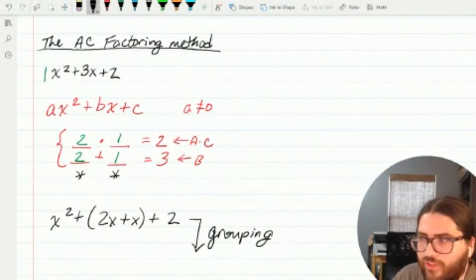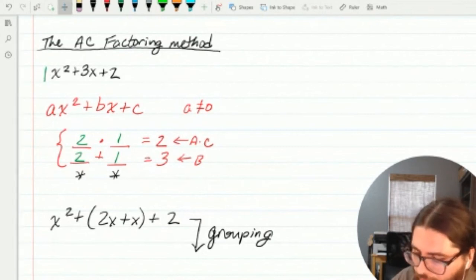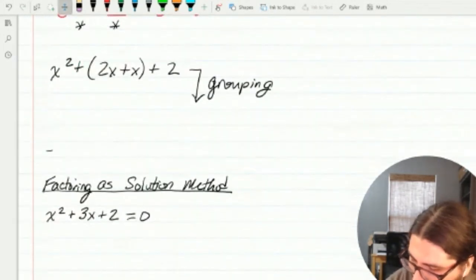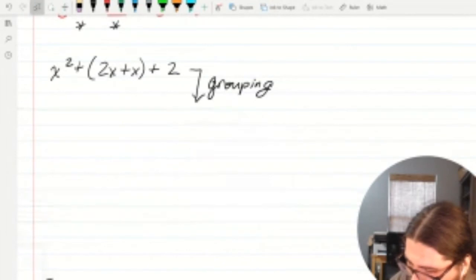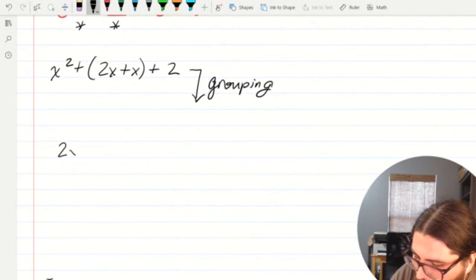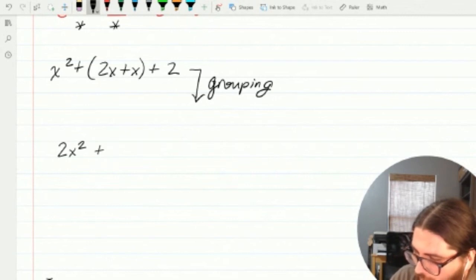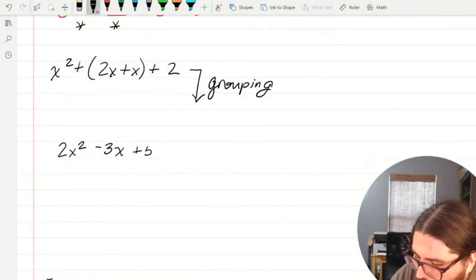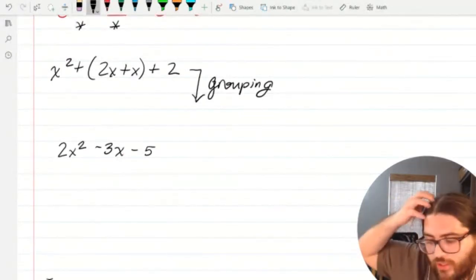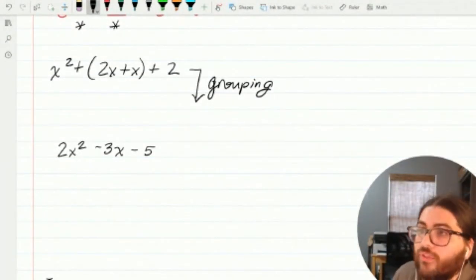I'm going to give myself a little bit more space here, and we'll practice one more. Let's try one. Let's do 2x squared minus 3x minus 5. Let's factor 2x squared minus 3x minus 5.